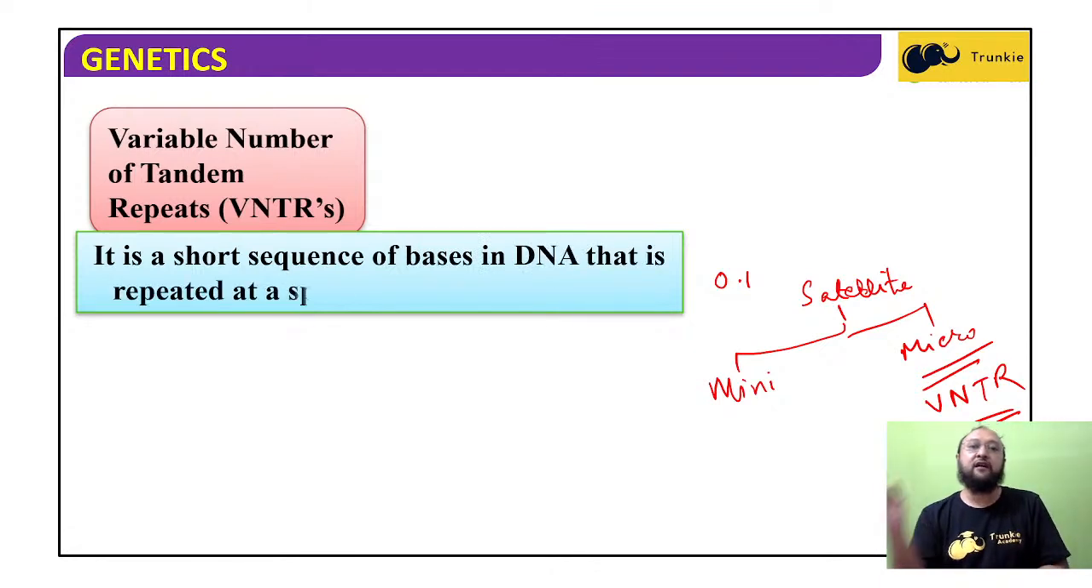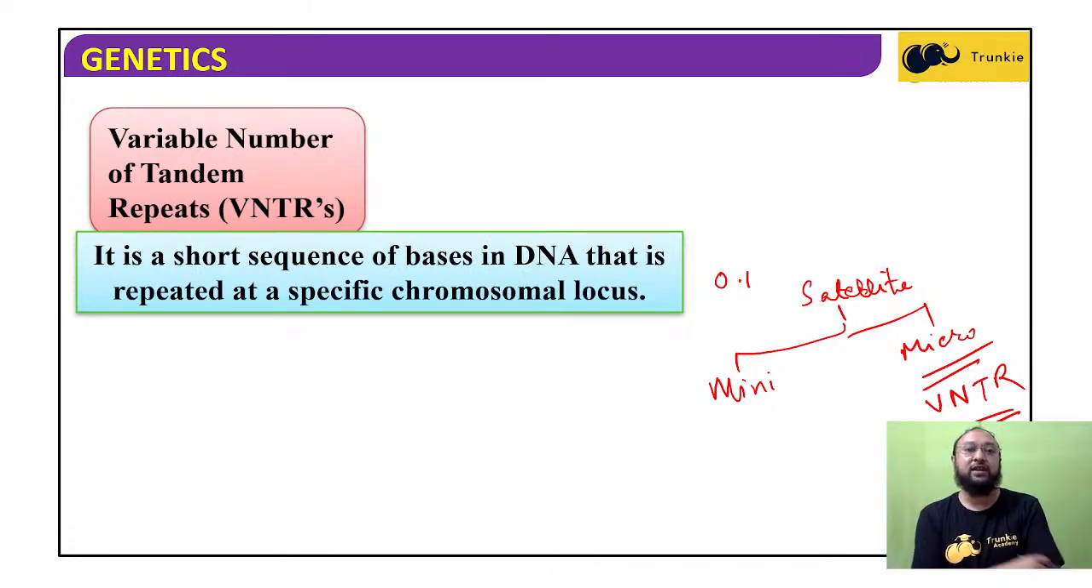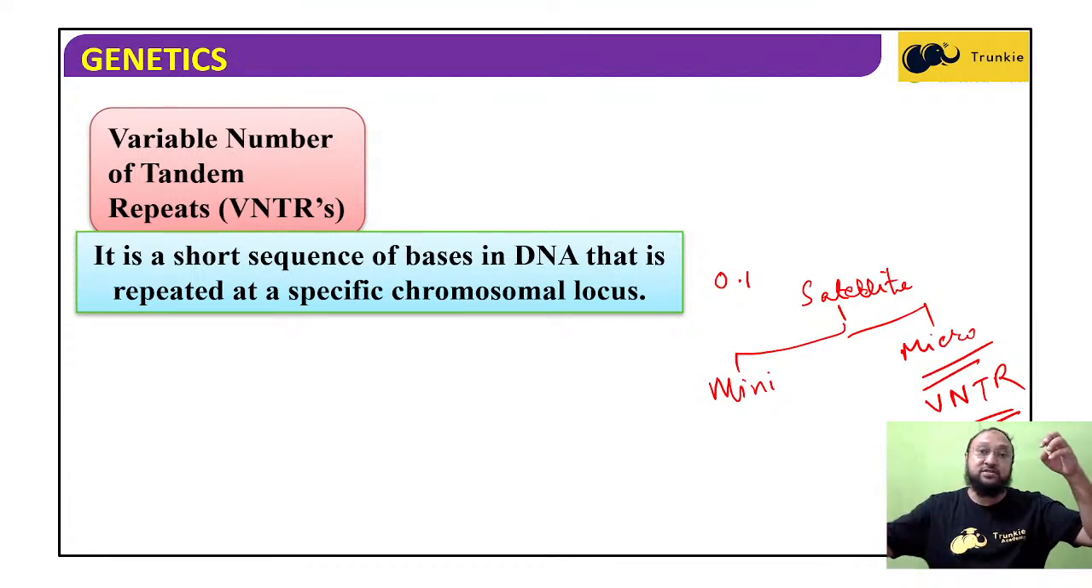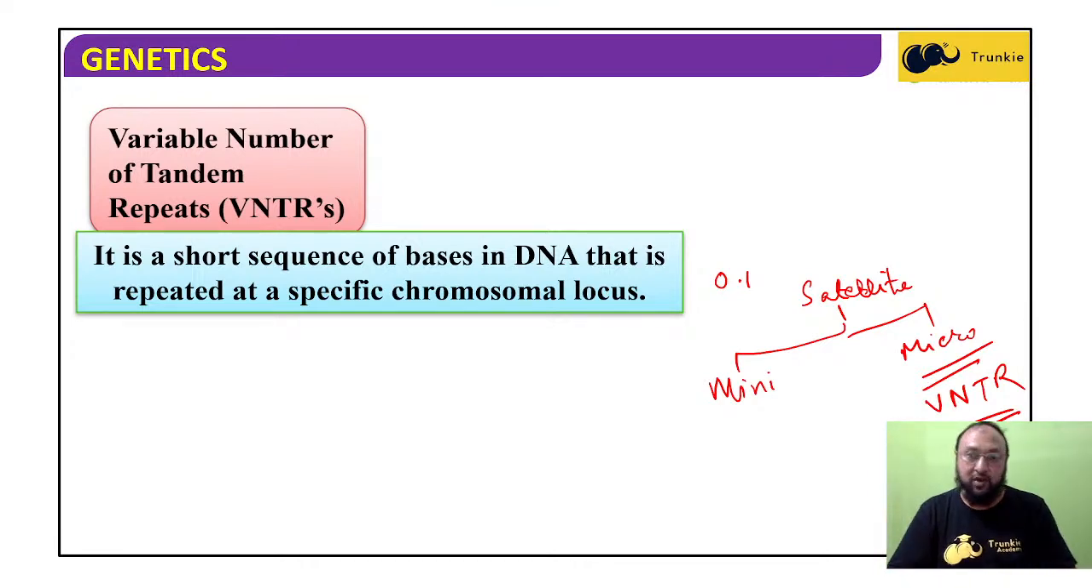It is a sequence of bases of DNA that is repeated at a specific chromosomal locus. So on the chromosome, the DNA is arranged, and the bases are repeated in sequence. How it is repeated is called the VNTR, variable number. So it is a sequence of bases in DNA that is repeated at a specific chromosomal locus, in a specific chromosomal position.